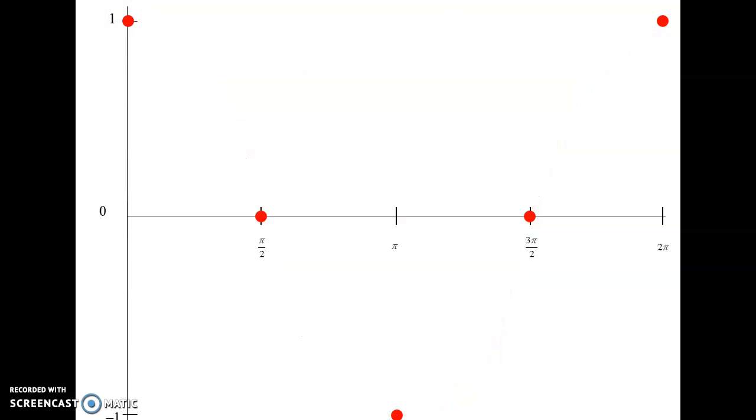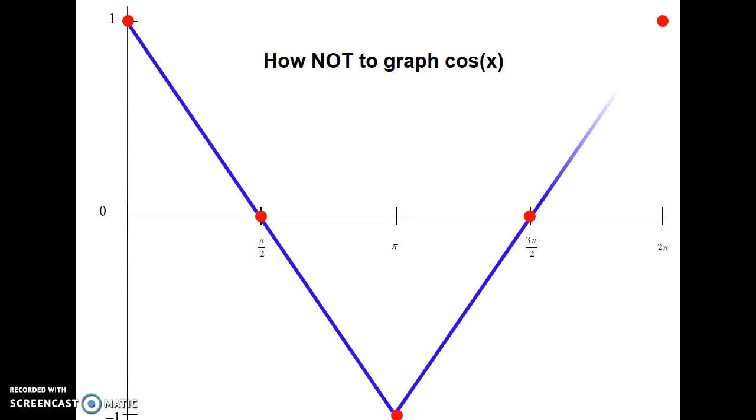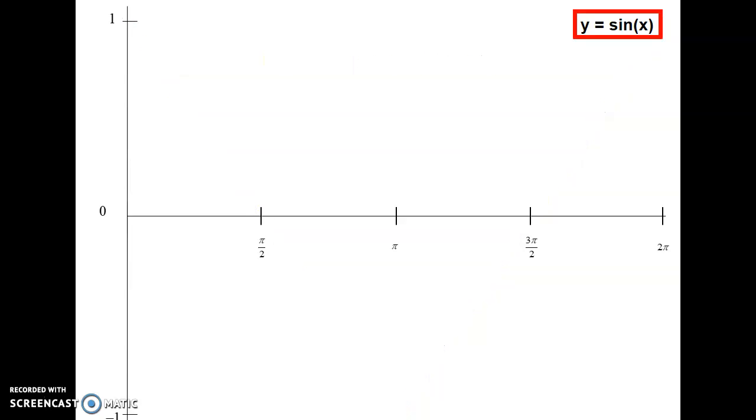Please don't graph your cosine graph like this. It is not a V. It has gentle sweeping curves, not pointy parts. All right, now let's look at sine.